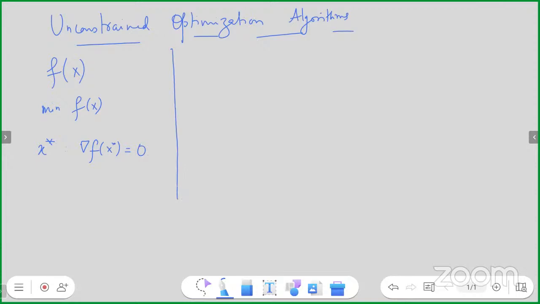So if I actually want to find something like this, how would I actually go ahead? Until now, we have only looked at conceptual things. What are the properties, this, that. Now, in fact, if I give you a function and ask you to find an x star, what would you attempt? How would you actually go ahead and find it?